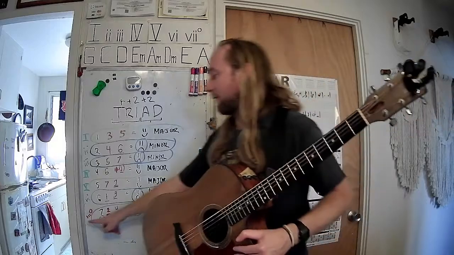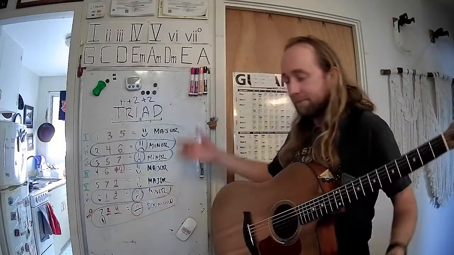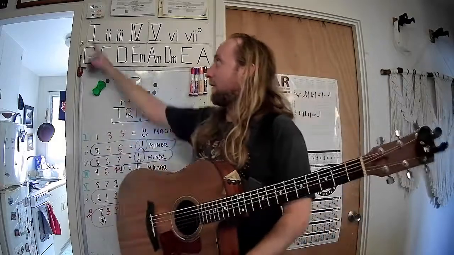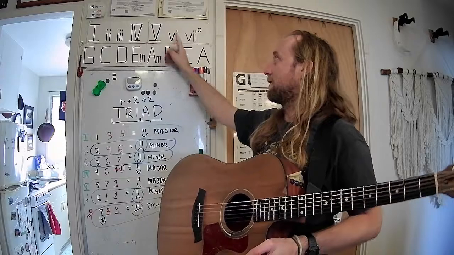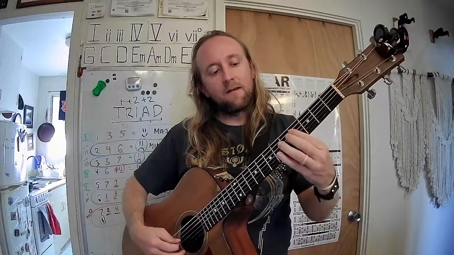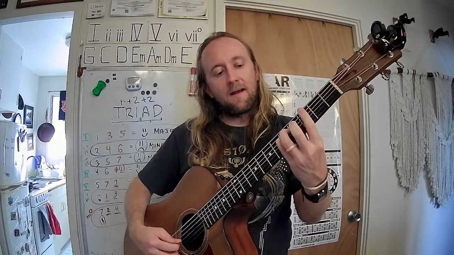So the 7th chord is diminished. Whatever major key you're in, this will always be true. The 1 chord is major, the 2 chord is minor, 3 chord is minor, 4 chord is major, 5 chord is major, 6 is minor, and this directly coincides to your scale. 1, 2, 3, 4, 5, 6, 7, 1. So 1, 2 minor, 3 minor, 4 major, 5 major, 6 minor, 7 diminished, 1 again.